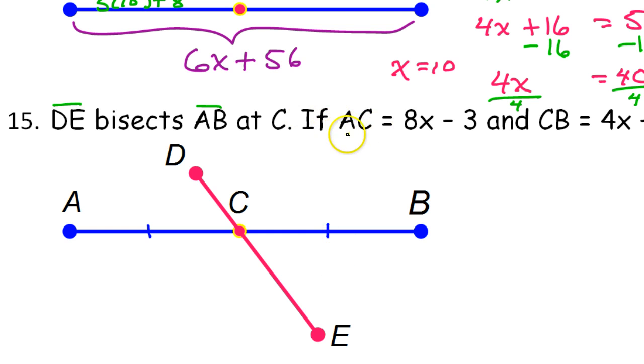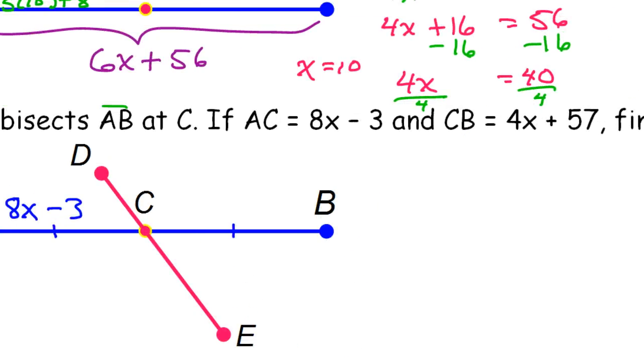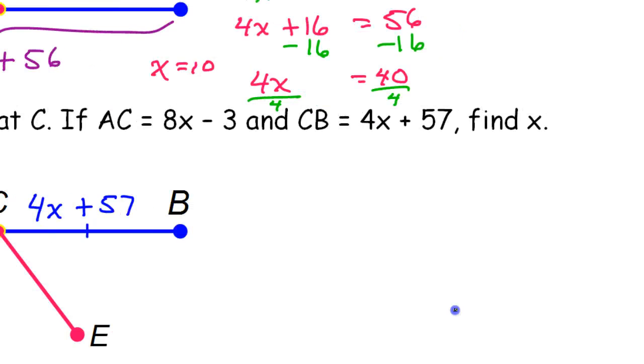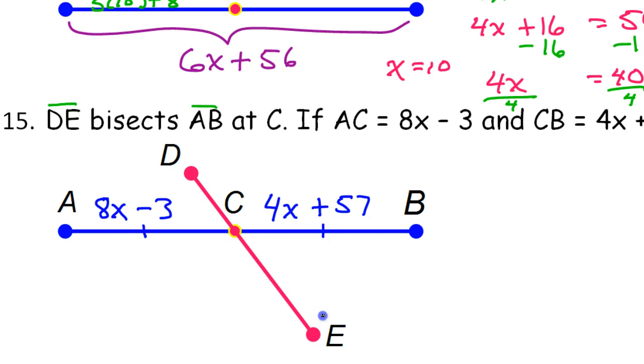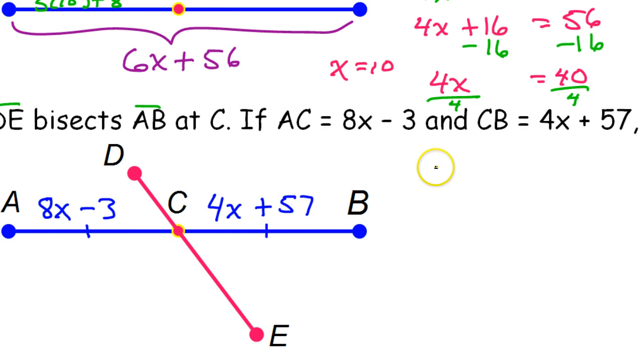Now let's put some stuff on here. AC is 8x minus 3. CB is 4x plus 57. And we are supposed to find x. Well, these two sides are equal to each other, so all we have to do is make that equation. So 8x minus 3 must equal 4x plus 57.